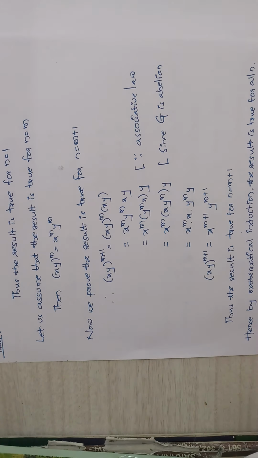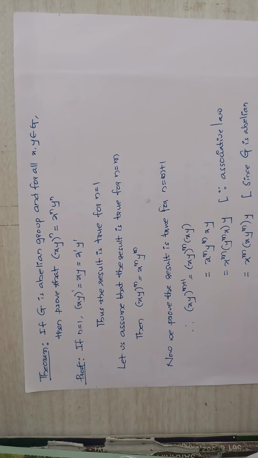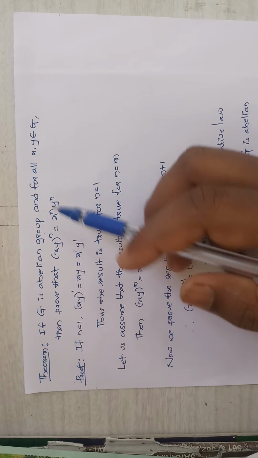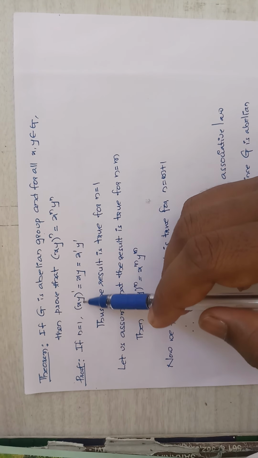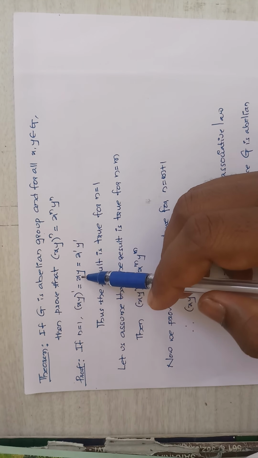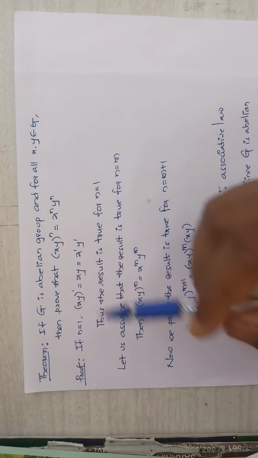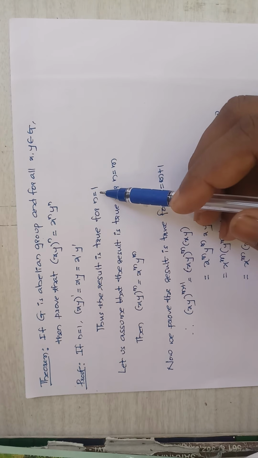So next, if Z is an abelian group and for all x, y belonging to Z, then prove that (xy) to the power n is equal to x to the power n, y to the power n. We prove this result by mathematical induction. First I take n equal to 1 and check whether the result holds good or not. (xy) to the power 1 can be written as xy, which is equal to x to the power 1 into y to the power 1. Therefore the result is true for n equal to 1.